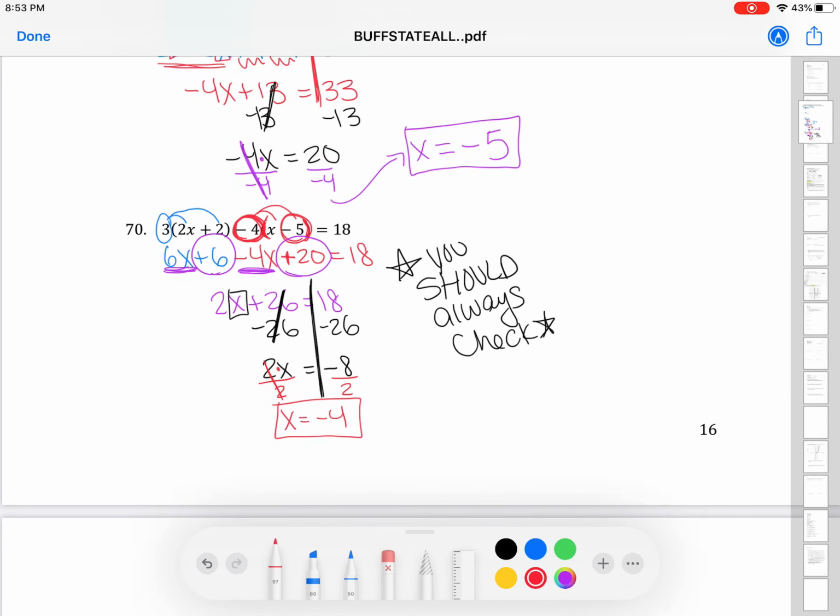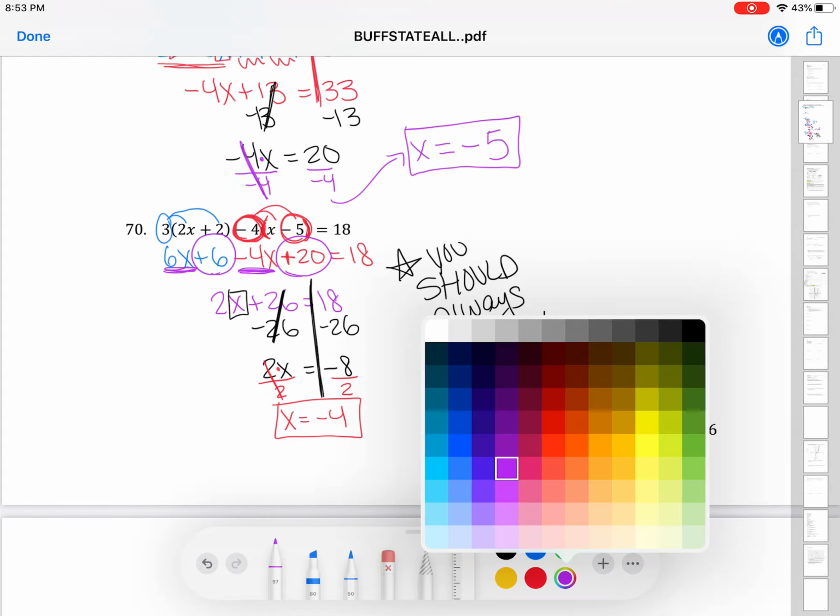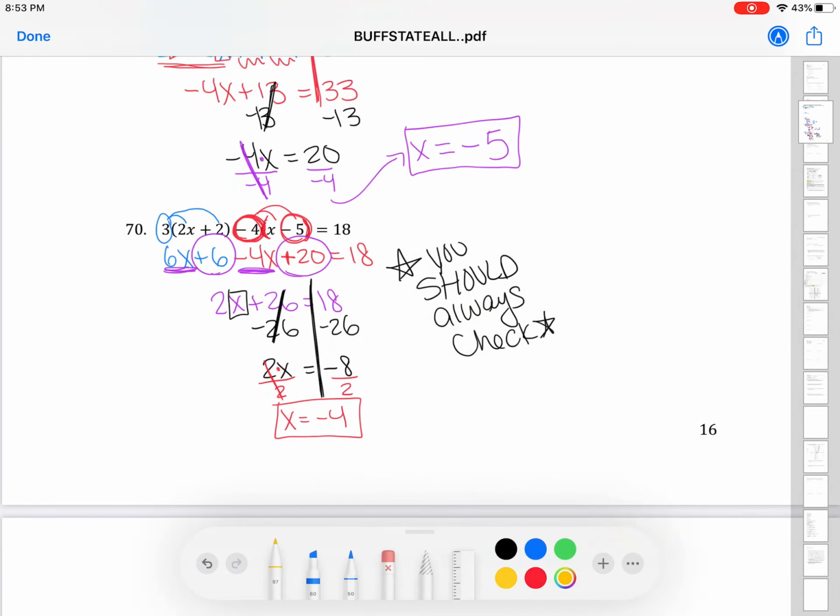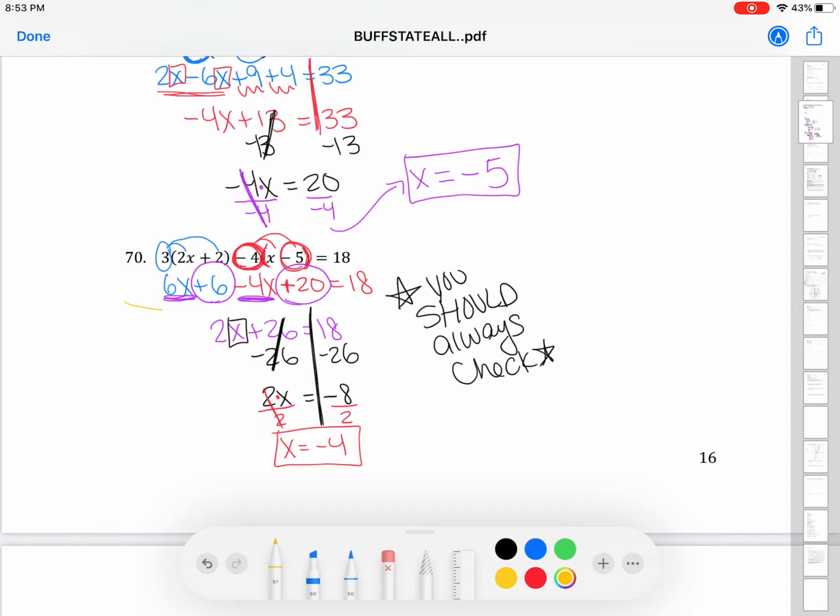All right, moving right along. These down here are going to be the toughest kinds of equations you are going to have. So I want to jump back to this last example real quick before we get into this. In this last example, you noticed in this step right here, I'm just going to rewrite it off to the side. We had 6x plus 6 minus 4x plus 20 equals 18.